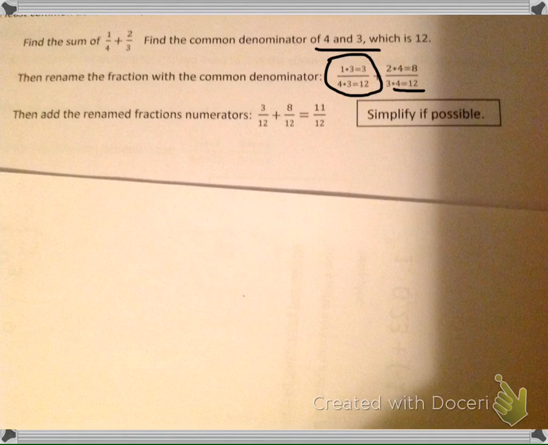Now I have the same denominator. All you're going to have to do is add the numerators. 8 plus 3 is 11, and it's 11/12. Can't simplify that. It's already simplified. If you want to give the next 3 a try on your own, you may. And I'm going to start with them next.